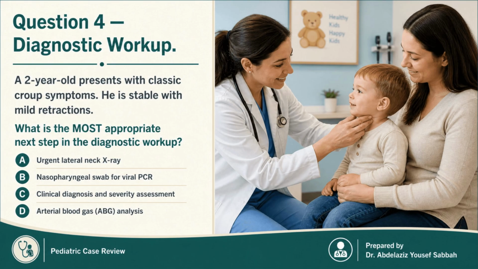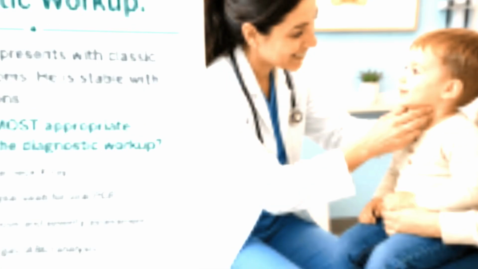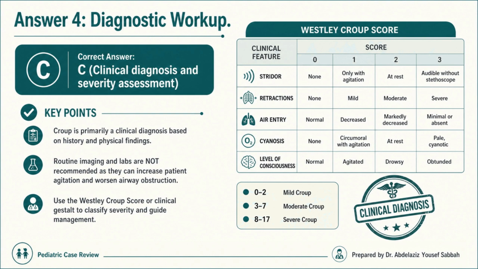Question 4. Diagnostic workup. A 2-year-old presents with classic croup symptoms. He is stable with mild retractions. What is the most appropriate next step in the diagnostic workup? Option A. Urgent lateral neck X-ray. Option B. Nasopharyngeal swab for viral polymerase chain reaction. Option C. Clinical diagnosis and severity assessment. Option D. Arterial blood gas analysis. The correct answer is option C, clinical diagnosis and severity assessment.